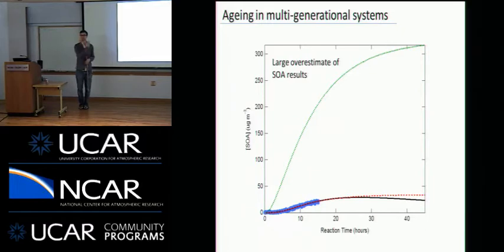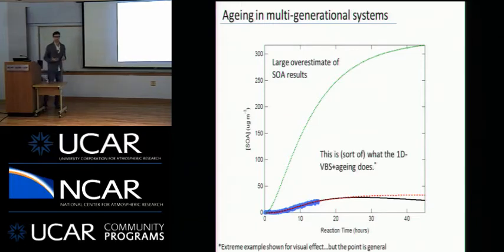If you turn on aging for this system, which I'll admit is a dramatic example, there's other ones that don't do this nearly as much, you get large overestimates of the SOA. And this is sort of what the 1D VBS plus aging does. And I just offer this as a caution for people who just add aging reactions to something that has already been parameterized to fit chamber experiments, which inherently incorporates the aging reactions. You can't add them again. You're going to overestimate things.